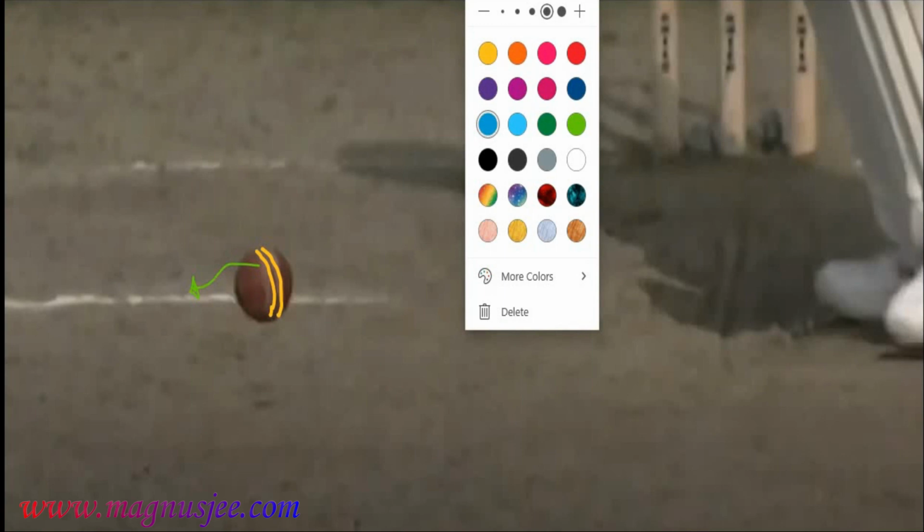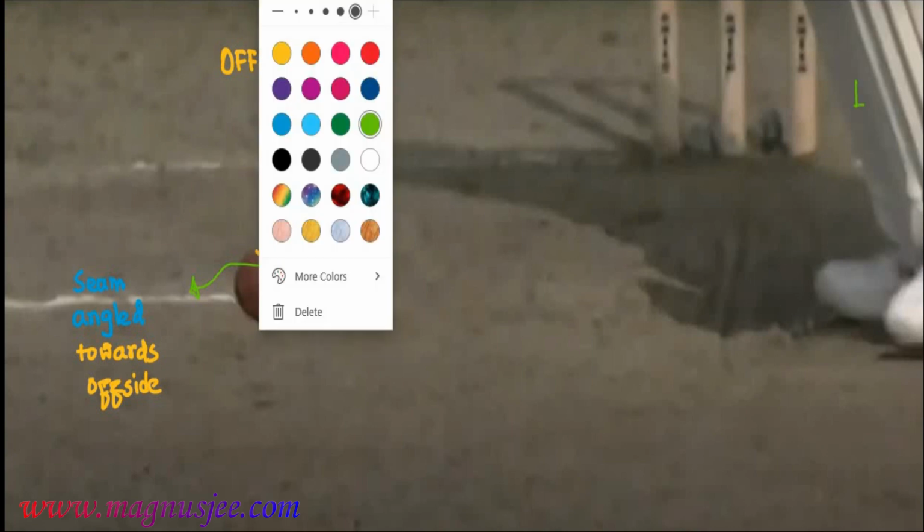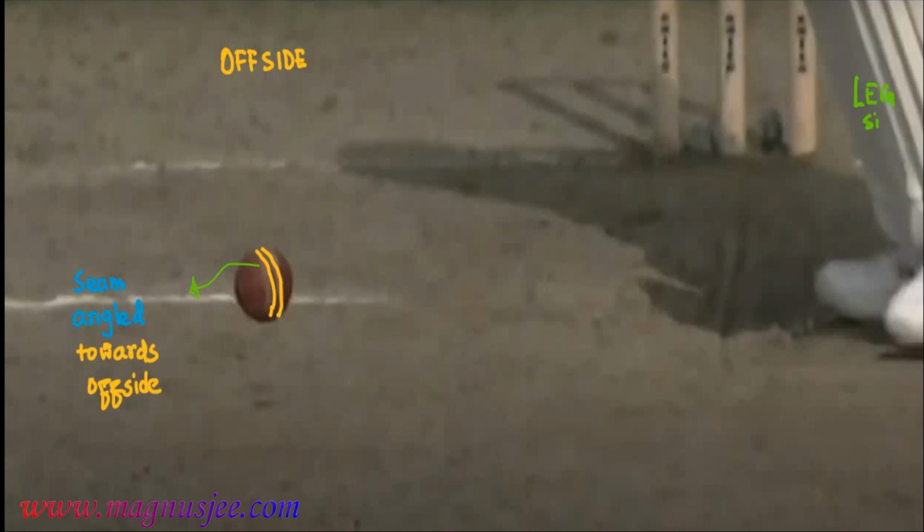And here, this is the seam position. Seam is angled towards offside, or towards the first slip fielder of the right-handed batsman, Michael Clarke. Michael Clarke was the batsman, and this is the offside of the batsman, and on the right-hand side there will be leg side.